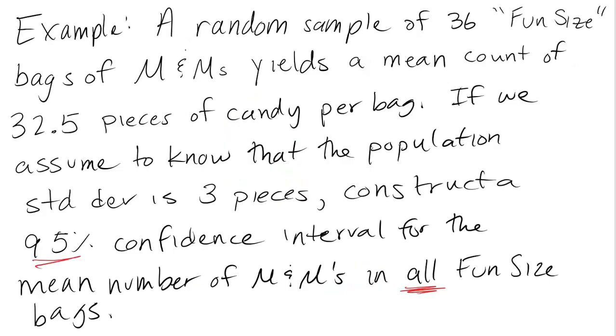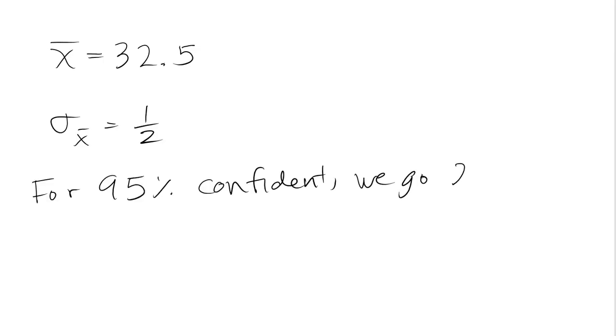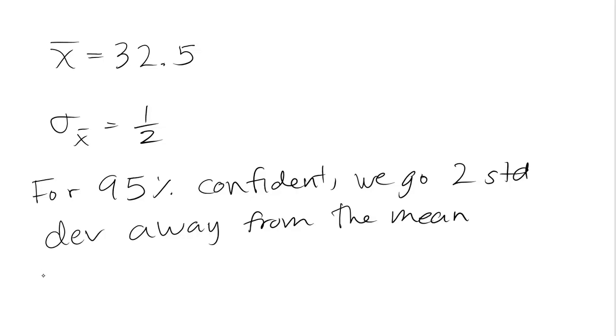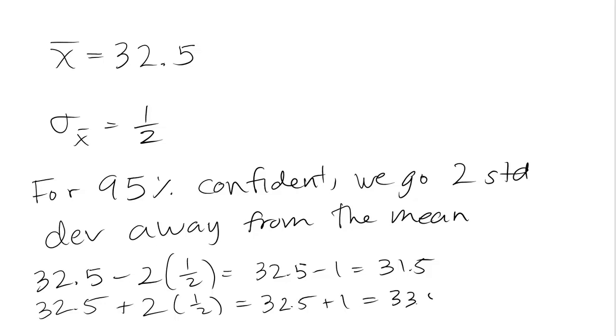So our sample mean was 32.5, our standard deviation was 1/2, and in order to be 95% confident, we go 2 standard deviations away from the mean. So I do 32.5 minus 2 standard deviations, which is 31.5, and we do 32.5 plus 2 standard deviations, which is 33.5. So what did we just discover?